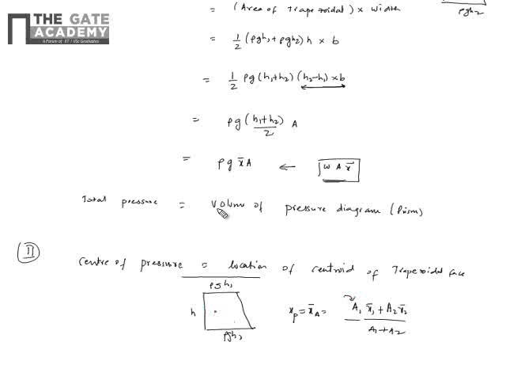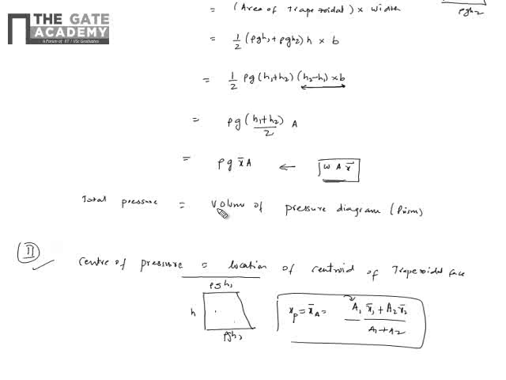X bar for this rectangle will be h by 2. For the triangle it is 2h by 3 from the top. So based on that you can find out the location. So this is an important point. Whenever you have a rectangular cross section vertical surface, you need not remember the formulas, just build the pressure diagram.